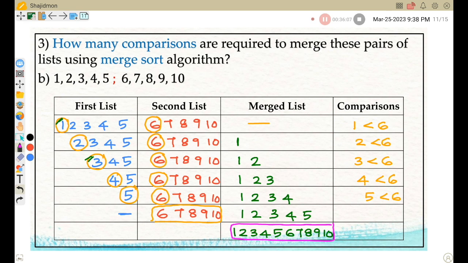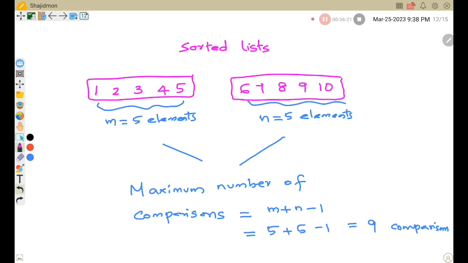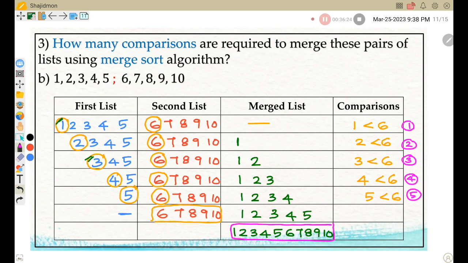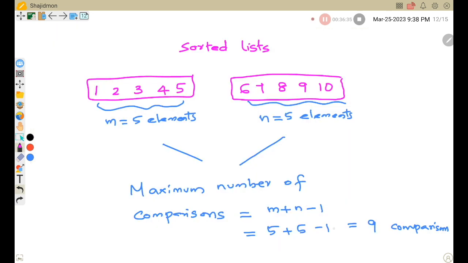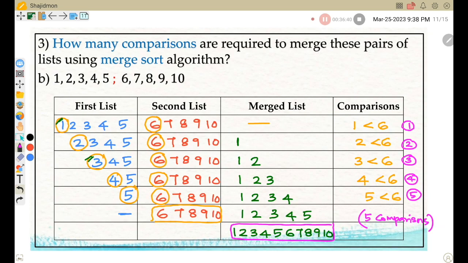So how many comparisons were taken here, you can see. This is the first comparison, second and third, fourth and fifth. How many comparisons taken? 5 comparisons only. Maximum comparisons, as I told you, can be 9. But within 5 itself we get the answer, correct? 5 comparisons. So originally 5 comparisons is the answer, but if the maximum comparison is asked, we can write 9 comparisons. Keep in your mind, 9 is the maximum, but here only 5 comparisons were taken. Okay, hope you understood that.